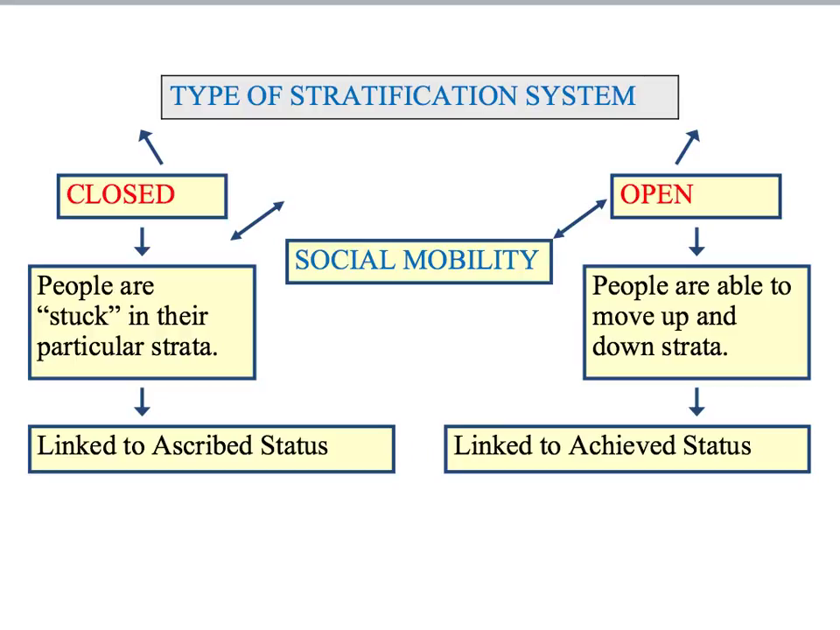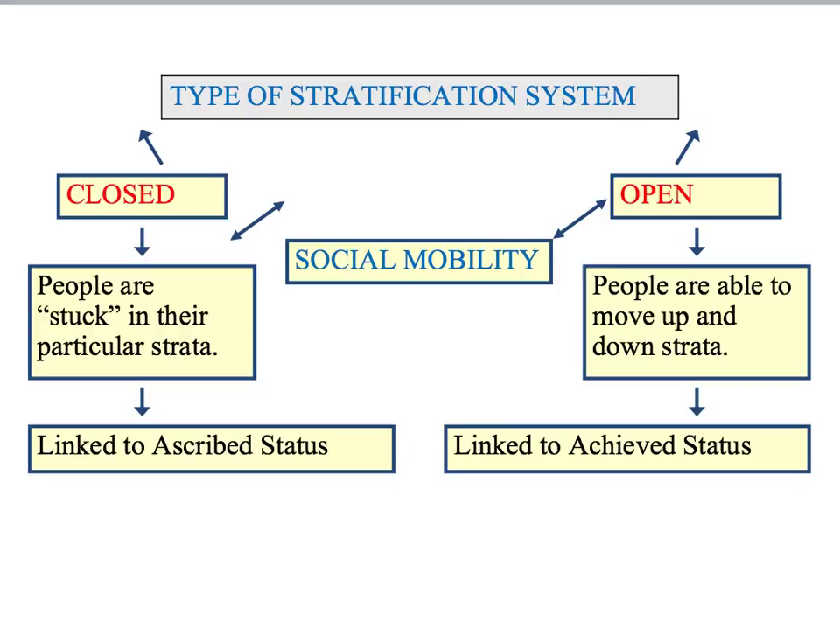Now in class we'll look at some specific types of stratification system. But for the time being, be aware that we can classify stratification systems in terms of whether or not they are relatively closed. That's where people are stuck in their particular layer, in their particular strata, and they can't really easily move up or down. And then at the other extreme, we've got more open forms of stratification where things are much more fluid, where people are able to move up and down the different levels. And this term that you'll come across a lot in sociology, social mobility, describes the amount of movement that is going on within a stratification system.